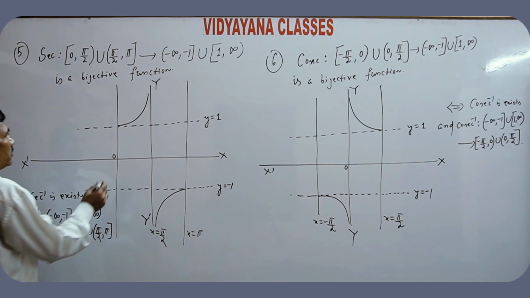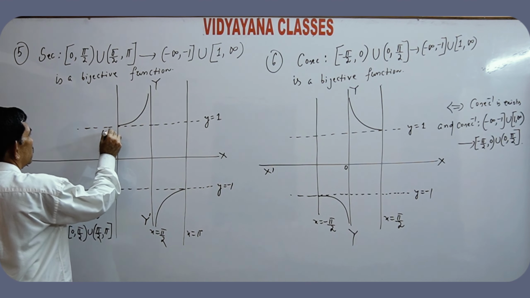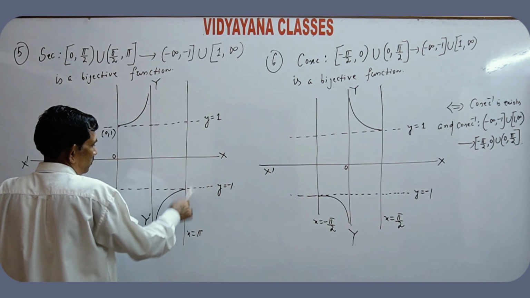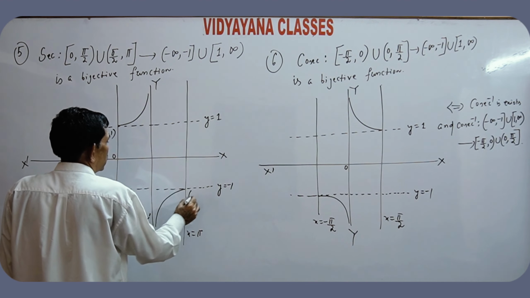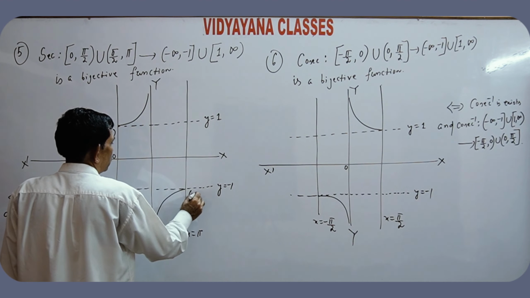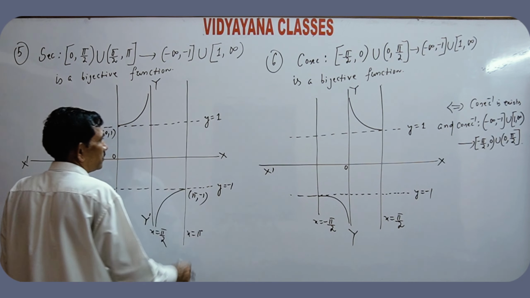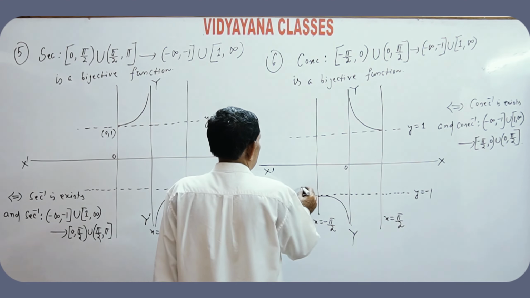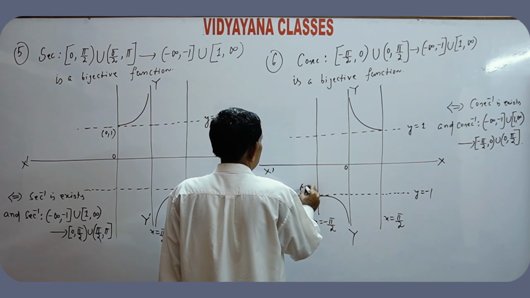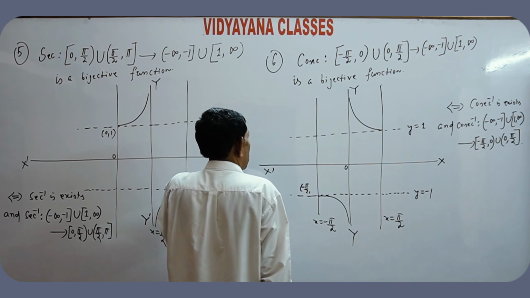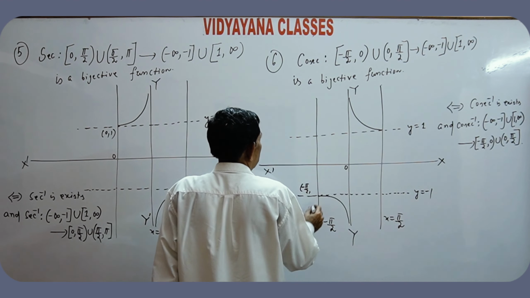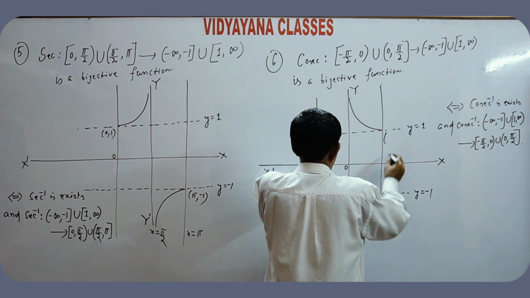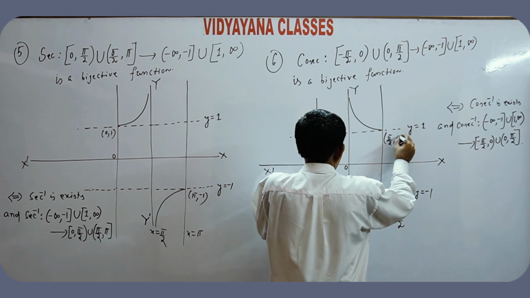This point is x equal to 0, y is equal to 1. This point is x equal to pi, y is equal to minus 1. Similarly, here, this point is x equal to minus pi by 2, y is equal to minus 1. It is x equal to pi by 2, y is equal to 1.